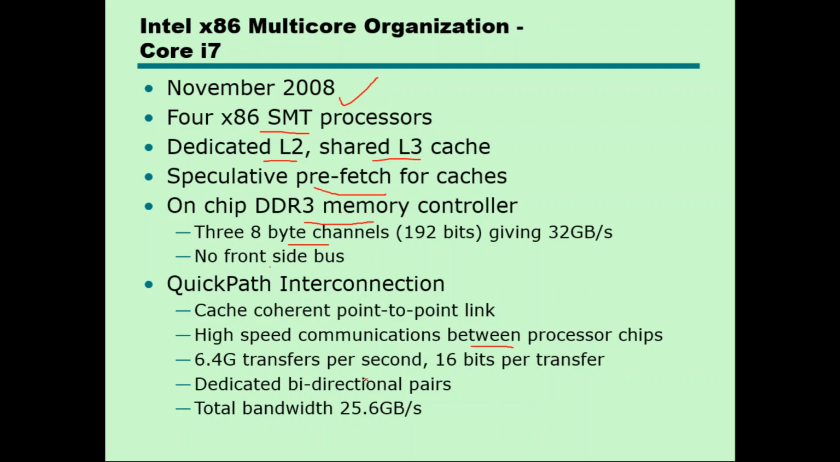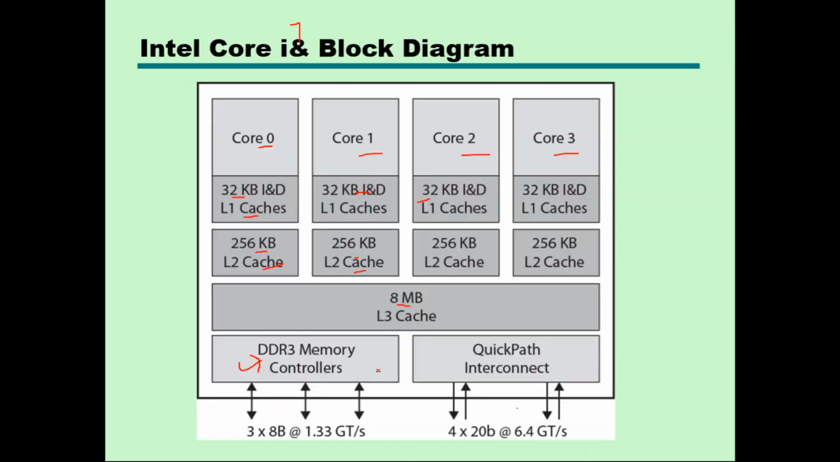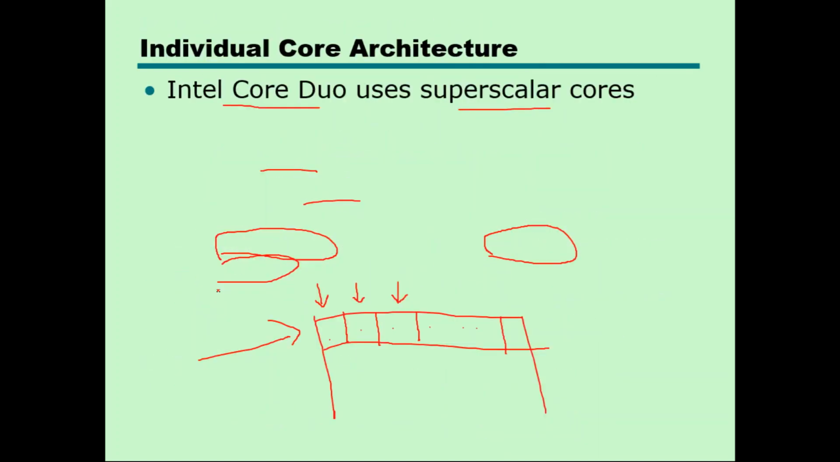It is used for data transfer with other processors at a faster rate. So this is the configuration of Core i7. Right, that's it, we'll stop here.